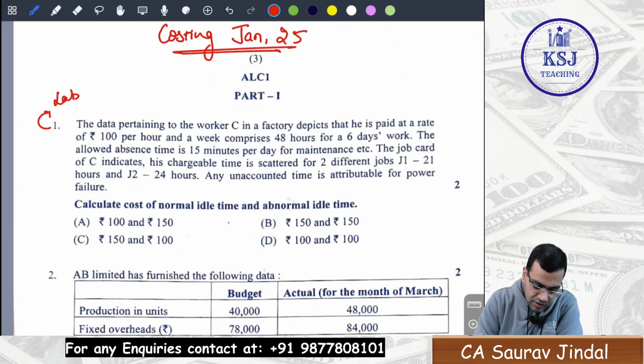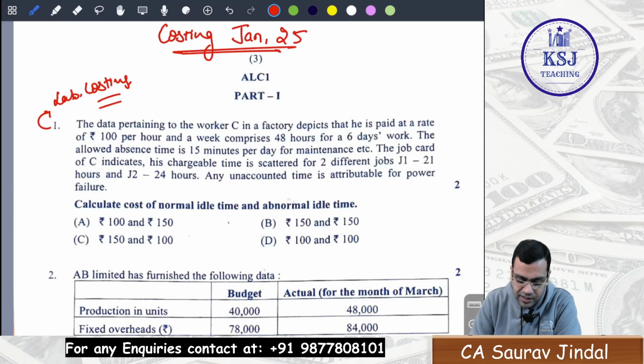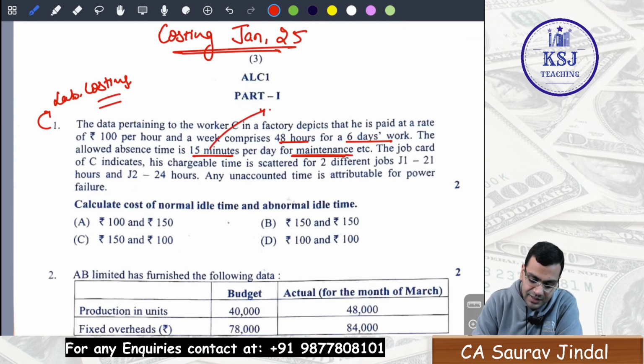MCQ on labor costing: the data pertaining to worker C in a factory depicts that he is paid at a rate of ₹100 per hour. This is the normal wage rate, and a week comprises 48 hours for 6 days of work. The allowed absence time is 15 minutes per day for maintenance, etc. So this is the normal idle time given per day. For 6 days, the normal idle time will be 90 minutes, or 1.5 hours.